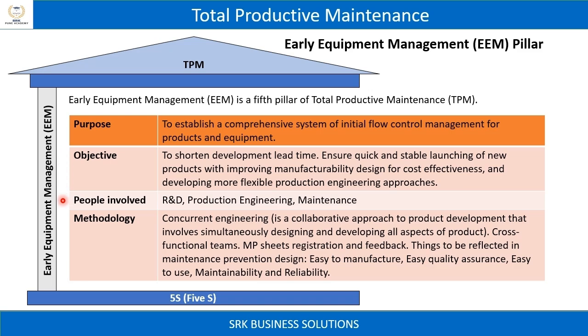People involved in this pillar are R&D, production engineering, and maintenance. And the methodology of the pillar is concurrent engineering, cross-functional teams, MP sheets registration and feedback. Things to be reflected in maintenance prevention design: easy to manufacture, easy quality assurance, easy to use, maintainability and reliability.